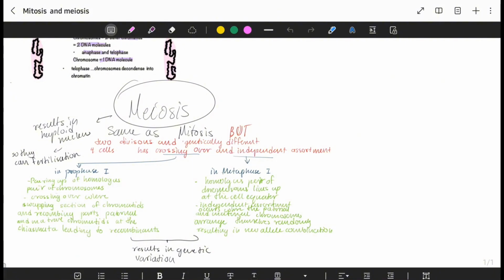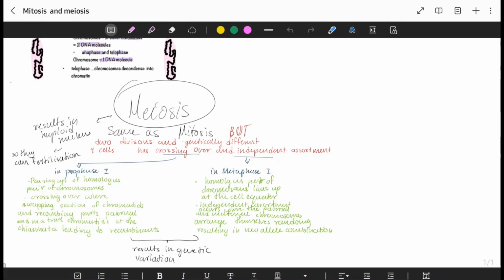And it will result in haploid nuclei. As they have haploid nuclei, n number of chromosomes, n plus n will give us 2n. So that's why n and n can fertilize together and form a constant chromosome number.